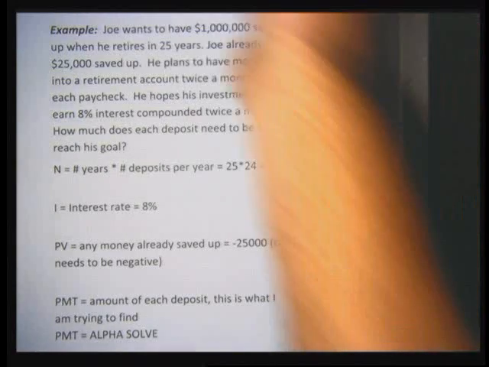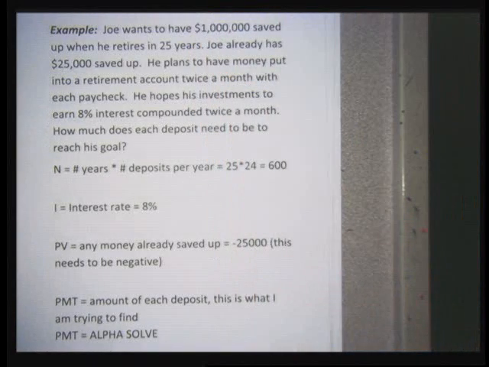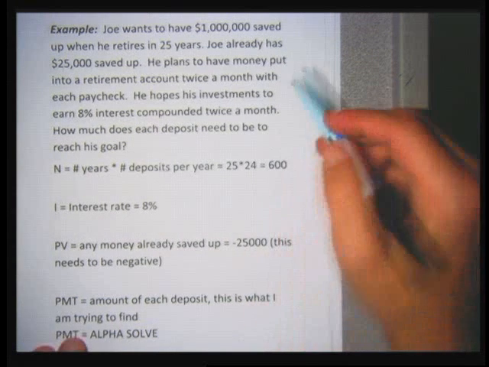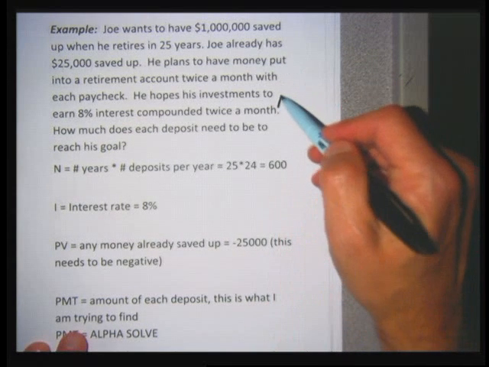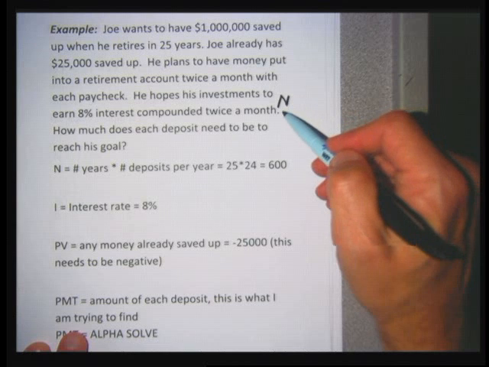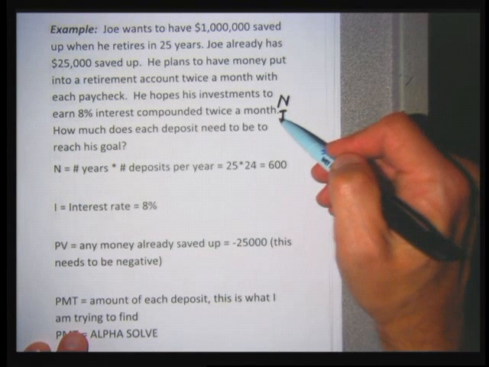The next problem is still saving up money for retirement. But unlike the last group of problems, this person already has some money saved up that we need to take into consideration. So when I go through this example, again, for each of the problems in this section, I'm using the TVM solver screen.